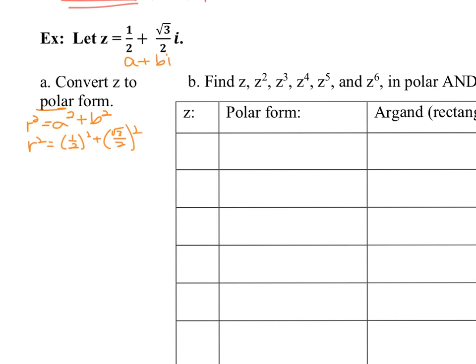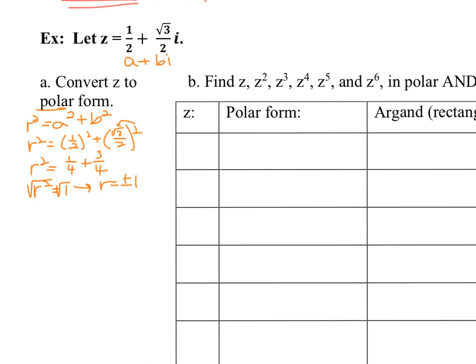So we have 1/2 squared plus square root 3 over 2 squared. Well, 1/2 squared is just 1/4. Square the top, square the bottom. Also get this, everybody. If we take square root 3 squared, that's just 3. And then 2 squared is 4. Combining like terms, 1/4 plus 3/4 is 1. And then if we take the square root of each side, r simply equals plus or minus 1.